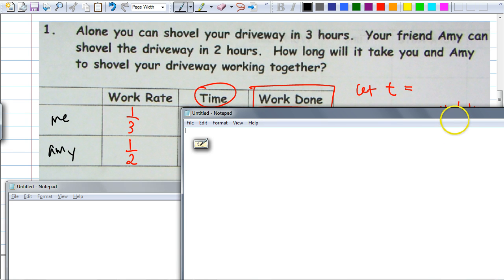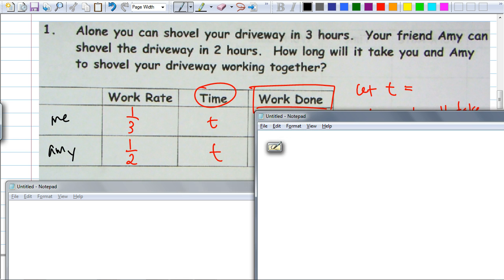And we said let T be what? The time it takes both of them to finish, right? Does that make sense? So that's our unknown. So I'm going to put T for time for both of these, because aren't they working together, starting at the same time and ending at the same time? And we know that this time is going to be less than 2 hours. It better be, because Amy alone could do this whole job in 2 hours. Is that okay?